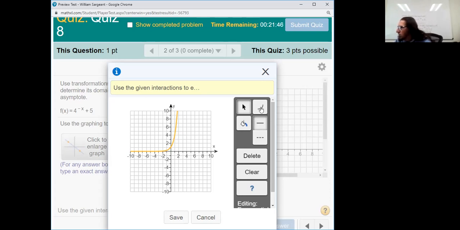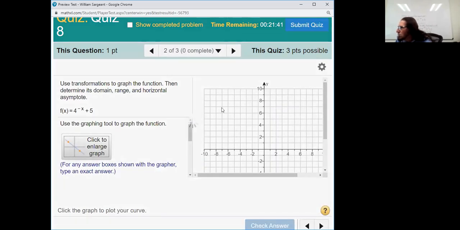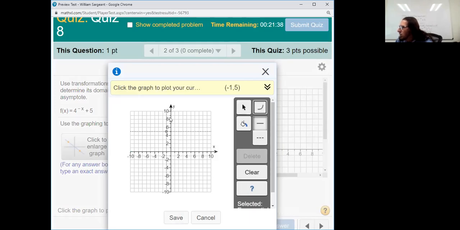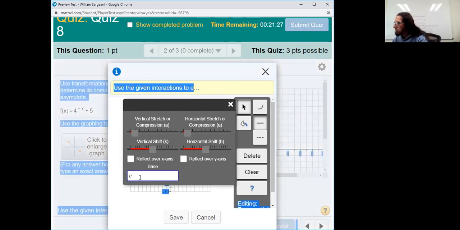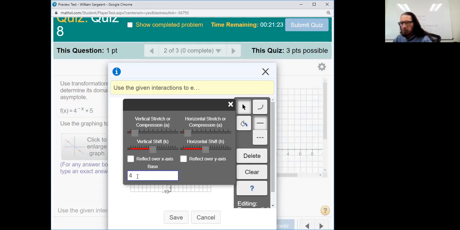Well, that's not correct. So let me cancel that and just click on something here. Tell us the base of 4. By default, it's thinking it's base e. So we switch it. We've got a reflection over the y-axis and a vertical shift up 5 units.